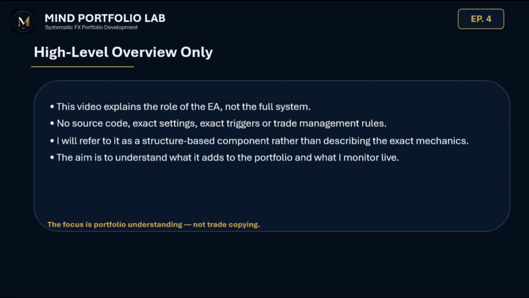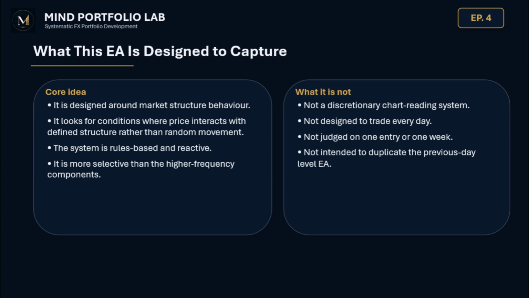At portfolio level, this EA gives me exposure to market structure behavior. What I mean by that is that it is not simply looking at one fixed daily level in the same way as the previous day breakout component. It is more concerned with how price behaves around areas of structure, reaction, and movement. I am deliberately not going into the exact mechanics of how that is defined, because that is part of the system itself. But in broad terms, this is a more structure-aware component rather than a simple price hits a level strategy. The reason that matters is because not every useful market move comes from the same type of setup.